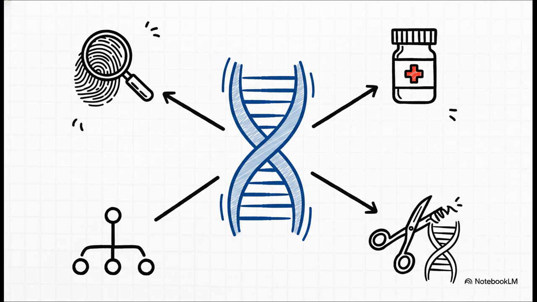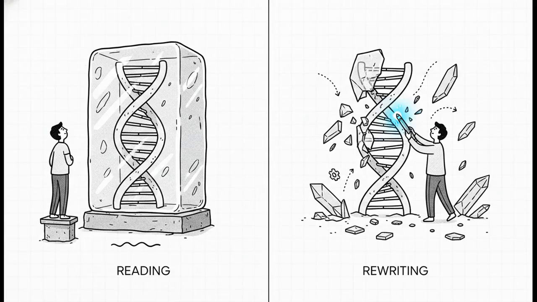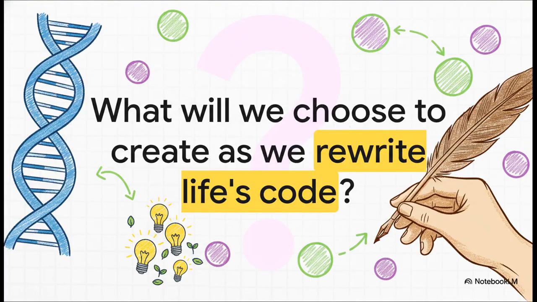Our ability to read this code has already changed our world. We use it to solve crimes, to create personalized medicines based on your unique genes, to trace our family trees back for centuries, and with new technologies like CRISPR, we're even learning how to edit the code itself. And this brings us to a really profound moment. For almost the entire history of life on Earth, we were just subject to the code. But now, we've moved from being able to just read the code of life to being able to actively rewrite it.